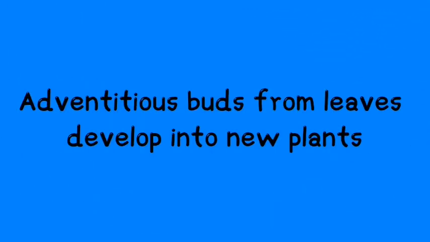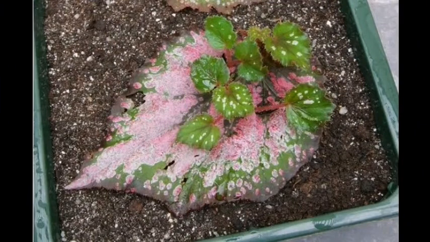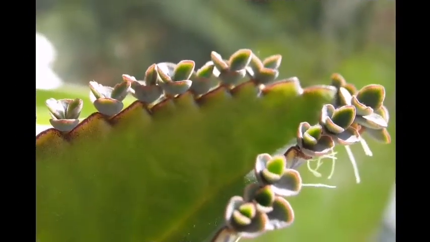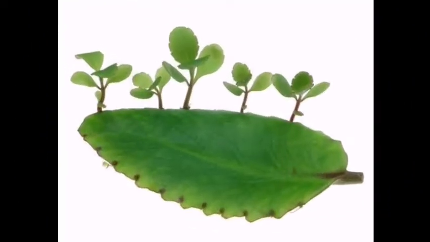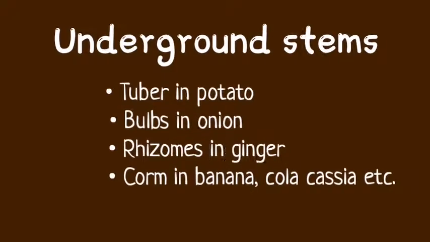Adventitious buds produced on the leaves of some plants may develop into new plants. In some plants like bryophyllum, begonia, etc., buds are produced on the notches along the leaf margin, and these buds, when they fall on the ground, develop into new plants.